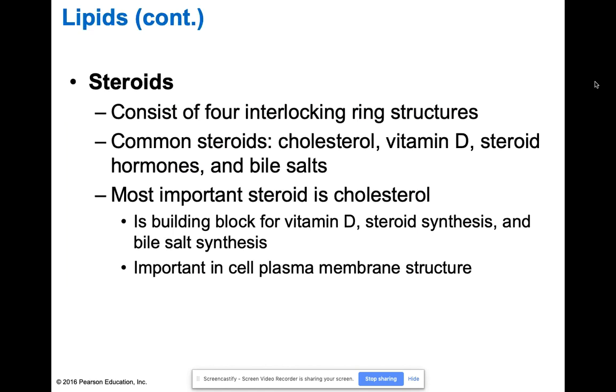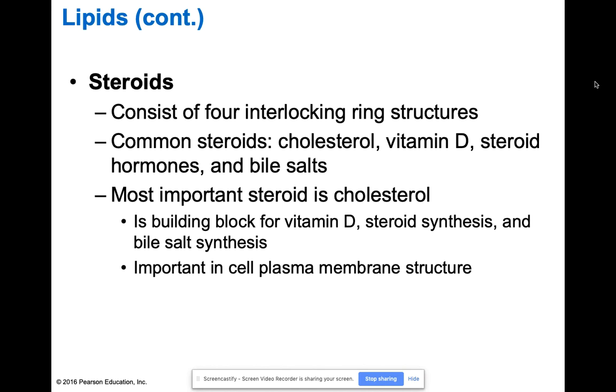Steroids are going to be really important. We have them in our cell membranes, and they also function to do other things in our body. They consist of 4 interlocking ring structures. The most common are cholesterol, which I said is in our phospholipid bilayer. It helps to maintain membrane fluidity, vitamin D, steroid hormones, and also bile salts, which are important for digestion.